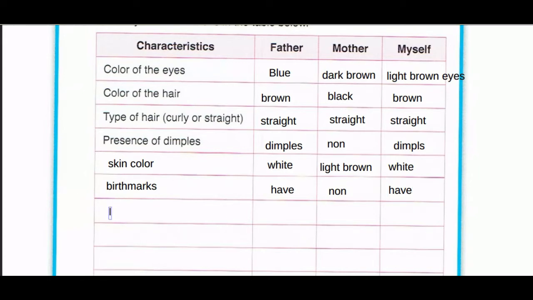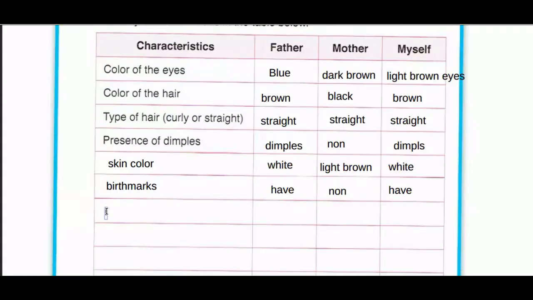Then we have many other characteristics. Then we see here freckles. If one parent has freckles, then the daughter or the son gets freckles too. So I don't have any. None. Mother has none. None means not have. And then Alice also has none. Okay. I write here Alice upstairs.